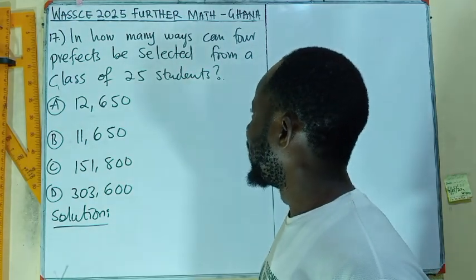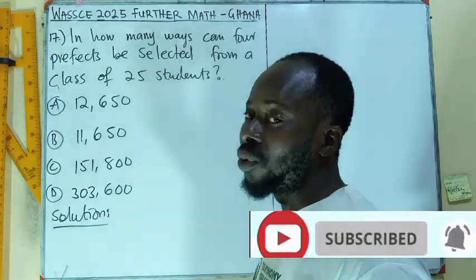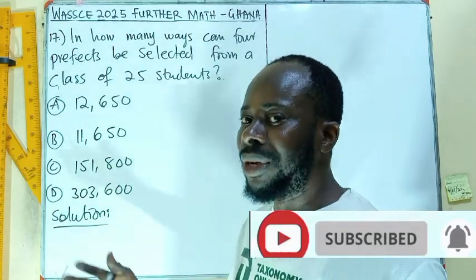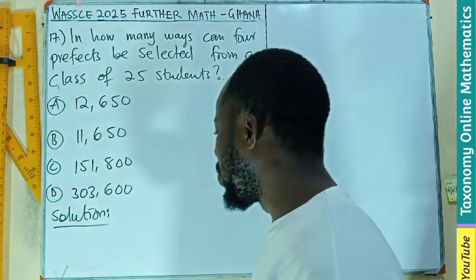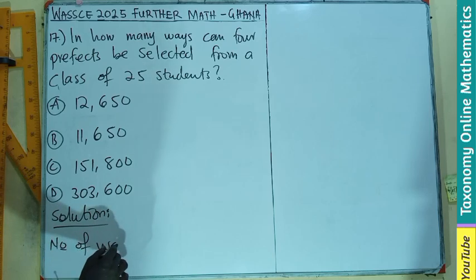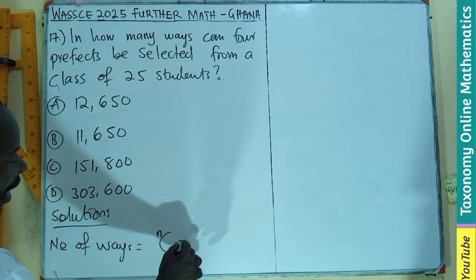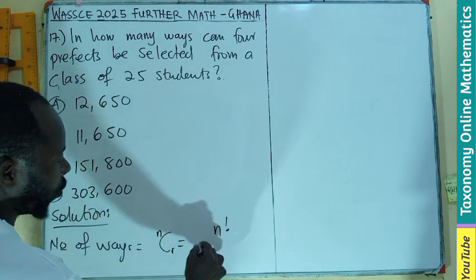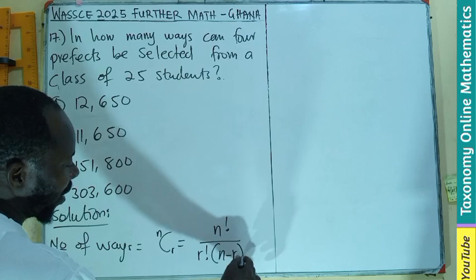In how many ways can 4 prefects be selected from a class of 25 students? Selected, combination; arrange, permutation. So this is going to be combination. Remember the combination number of ways is going to be nCr, which is n factorial over r factorial times (n minus r) factorial.